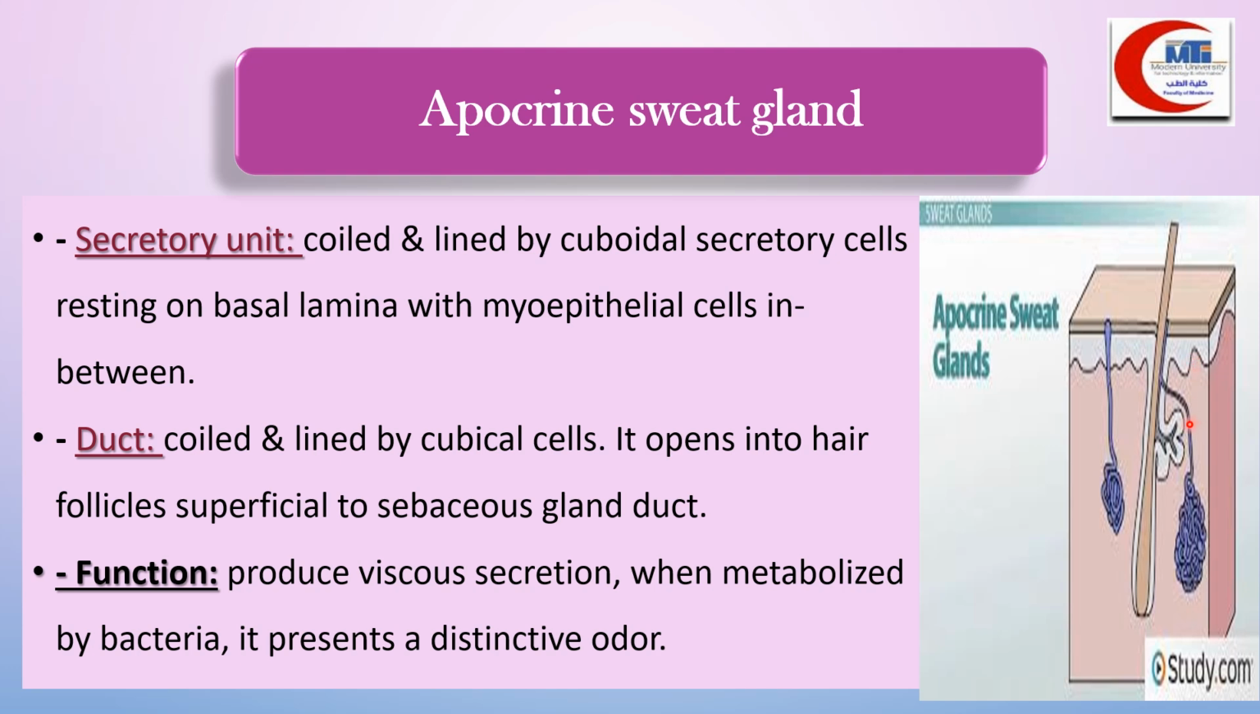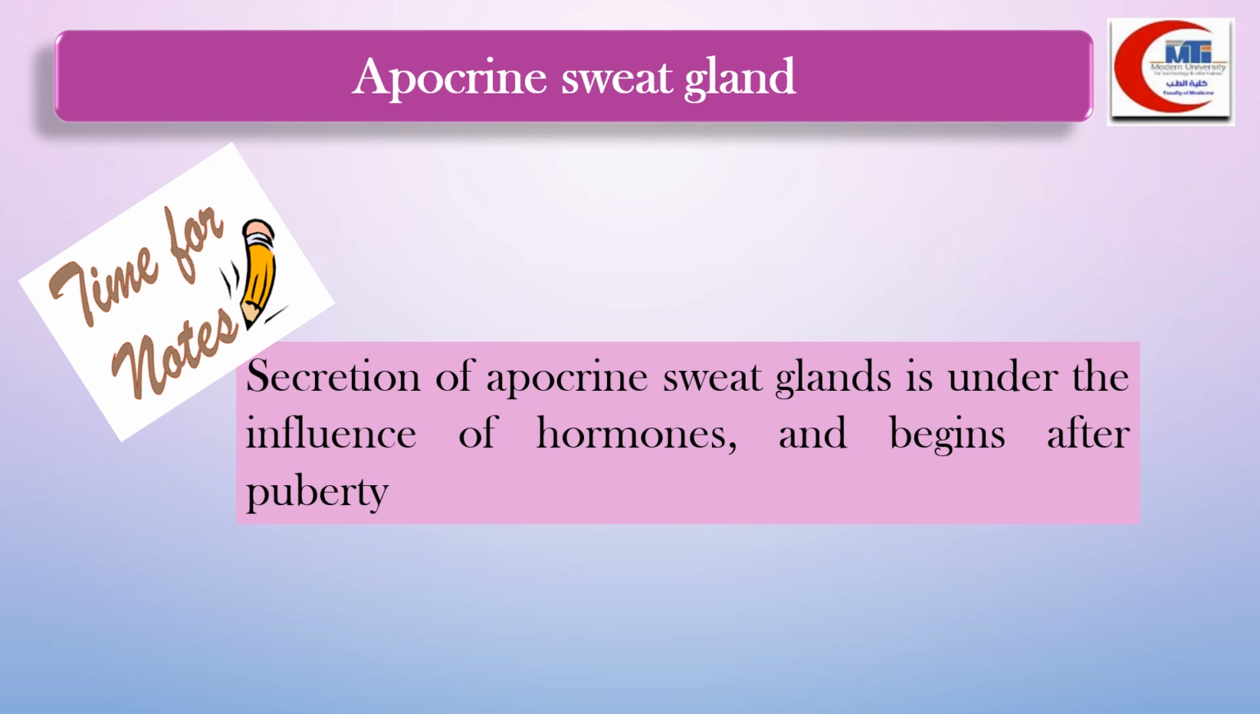The duct is lined by two layers of cuboidal cells, and the apocrine sweat glands secrete a viscous secretion under conditions of excitement or aroused emotions at puberty. The secretion has no odor, but when acted upon by bacteria, it becomes degraded into odoriferous products. It has a special odor. The secretion of apocrine sweat glands is under the influence of hormones and begins after puberty, as we mentioned.